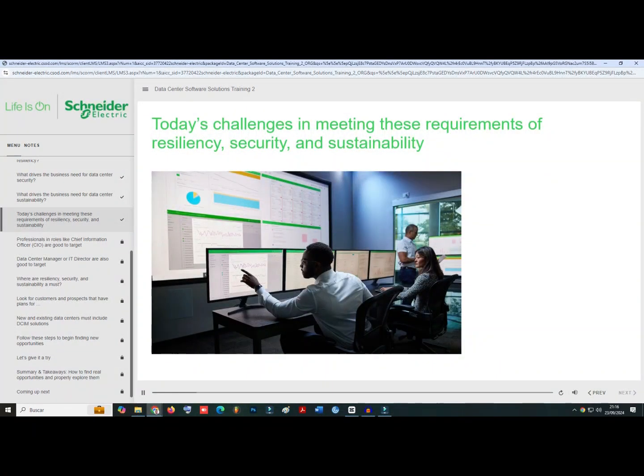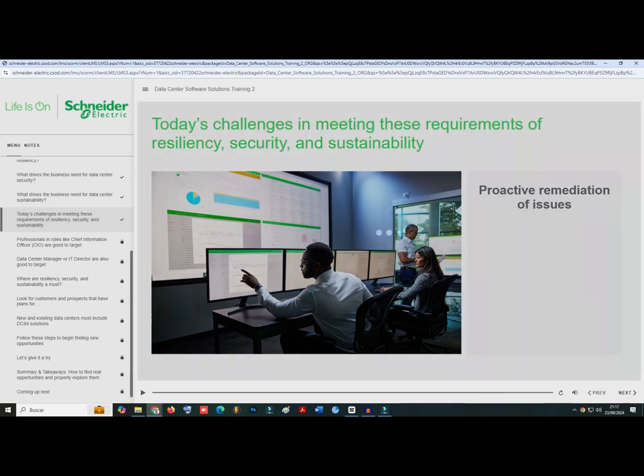Without visibility and sufficient on-site staff, remediation of issues also becomes a challenge. Are your customers able to predict or prevent failures, or do they find themselves reacting to events? Customers want ways to proactively manage and maintain their hybrid IT.